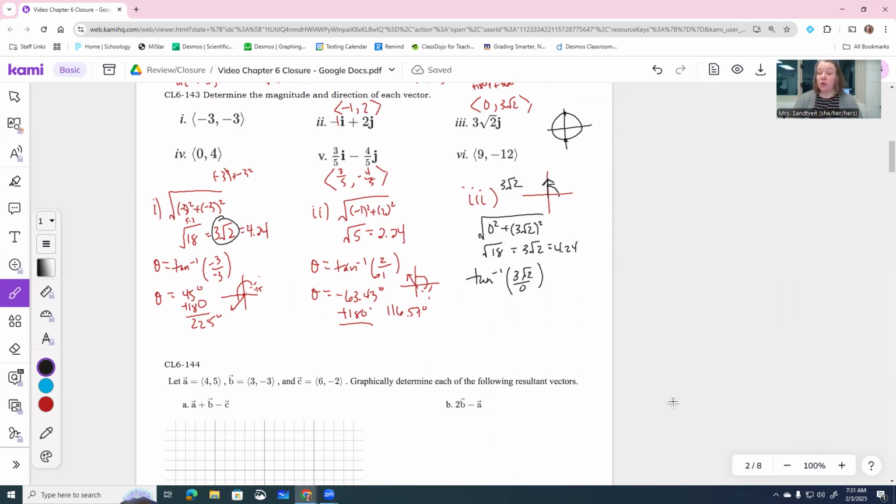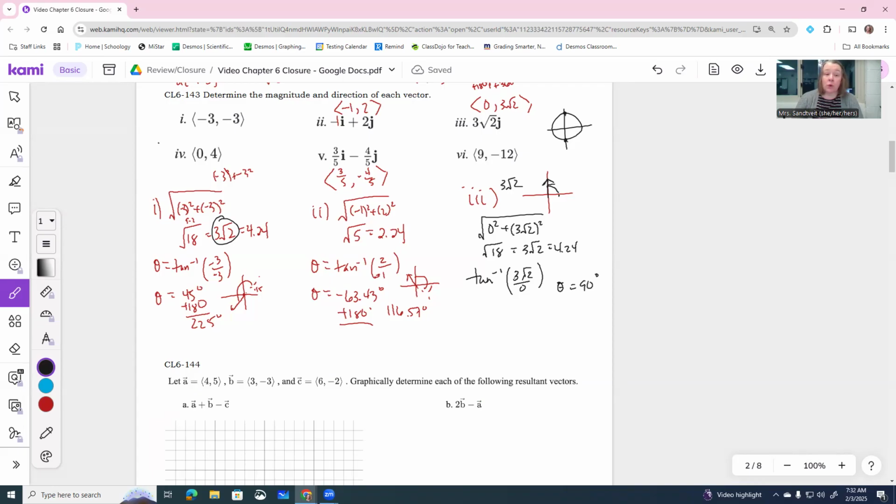That's why it's undefined. So when that happens, you kind of have to sketch it and think about, all right, well, that's going up. That means the direction is 90 degrees. I really didn't leave myself enough room here, did I? All right. So if I were to graph this, well, first, if I were to find the magnitude, it's going to look the same as this one, right? It's 0, 4. It's going to go up 4.